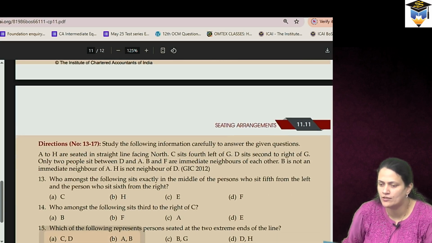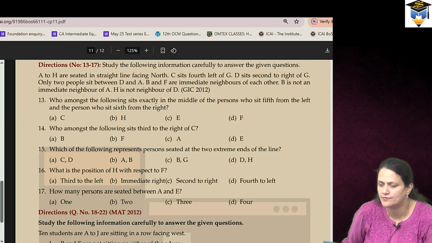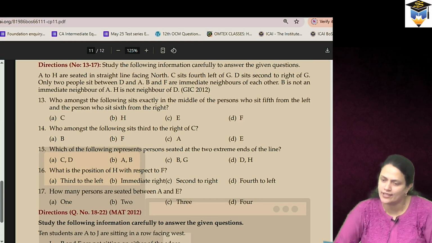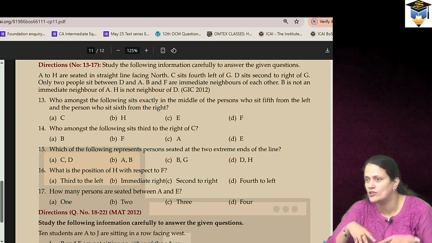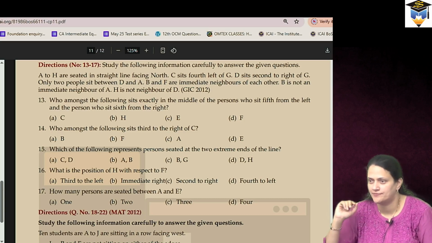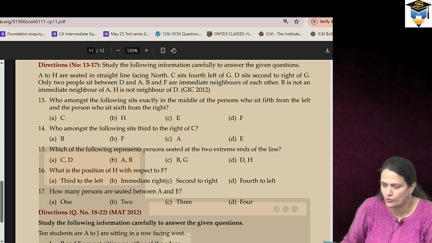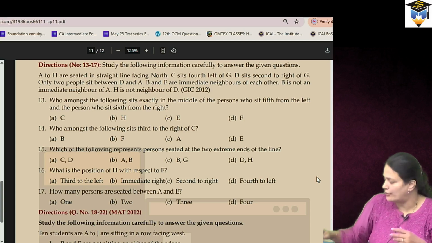Now let us move to the 13th to 17th. So 13 to 17, they are based on one question only. Now all these people are seated in a straight line facing north. So I am facing north, so this is my left, this is my right. So how will you position them? Okay, I'll give you 5 minutes, then we will solve.